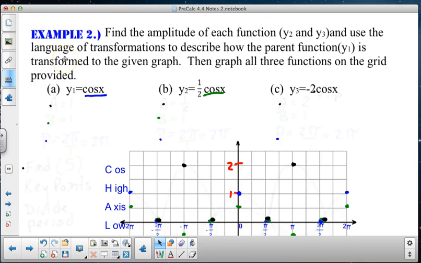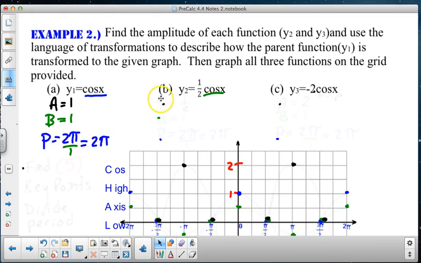Now, for the same reason, for the same stuff, we're going to do cosine. So let's look at the cosine graphs. We're going to find the amplitude of each function, y2 and y3, and use the language of transformation to describe how the parent function, y1, is transformed to the given graph. Then graph all three functions. Well, keep in mind, I'm still going to be looking at this. My original graph, this is my parent function, y, a equals 1. My b is 1, and my period is 2 pi divided by 1, which is 2 pi.